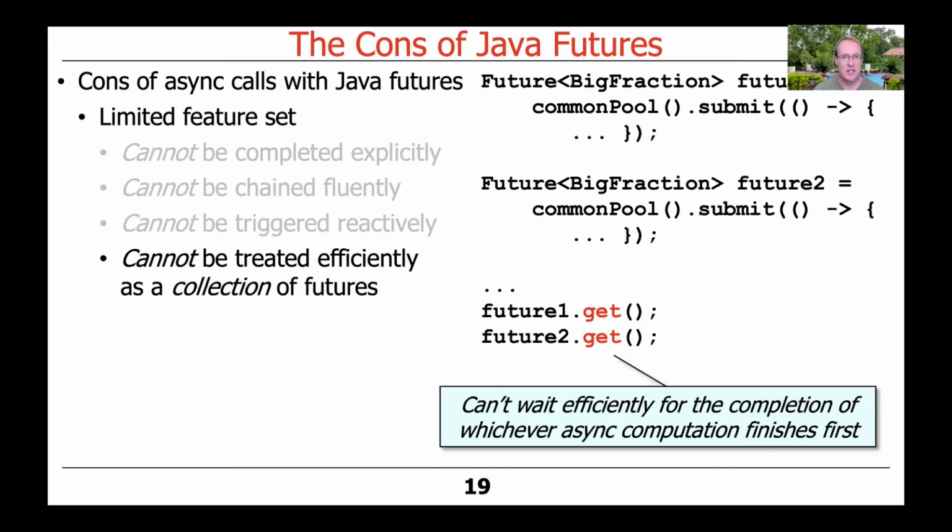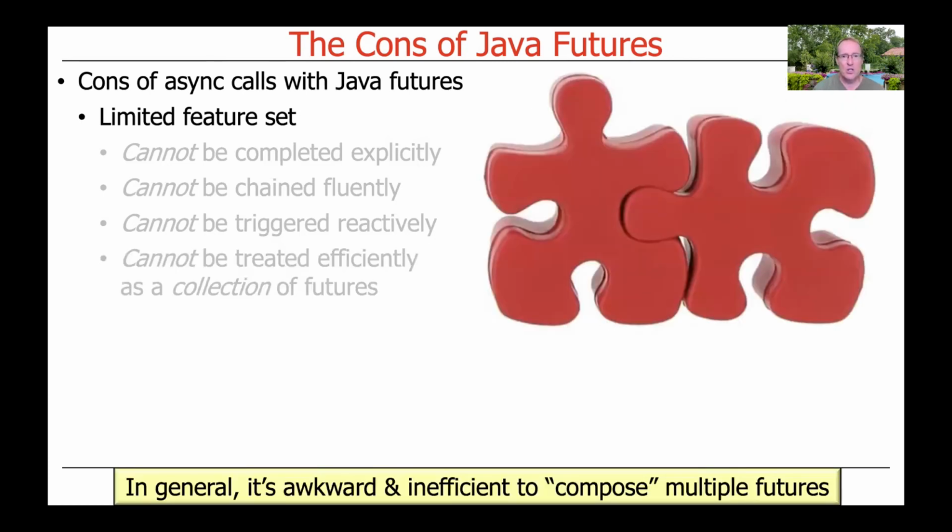You have to explicitly wait for those futures in some order. You wait for future 1 first, or you wait for future 2 first. Almost invariably, no matter which order you wait for them to finish, it'll be the wrong order in some circumstance. Either future 1 will take longer to complete if you wait for it first, or if you wait for future 2 to complete, future 1 will complete first. So it gets really complicated, and putting in timeouts makes things even worse. So it just gets really awkward and doesn't scale. The bottom line is it's awkward and inefficient to try to compose multiple futures together.